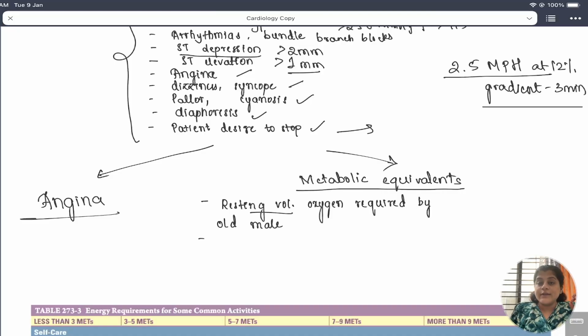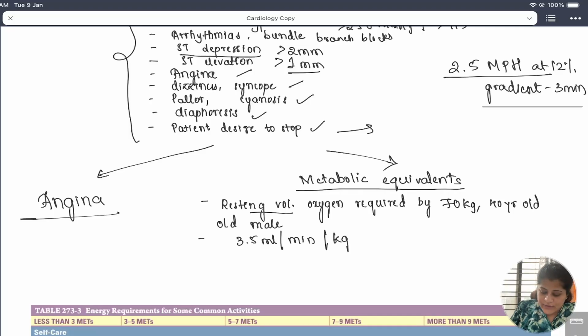Metabolic equivalent is the resting volume of oxygen required by a 70 kg, 40-year-old male patient. Okay, there is a human being who is 70 kg and 40 years old. When that person is resting, what is the volume of oxygen required per minute? That is the metabolic equivalent. So one metabolic equivalent is 3.5 ml per minute per kg body weight.